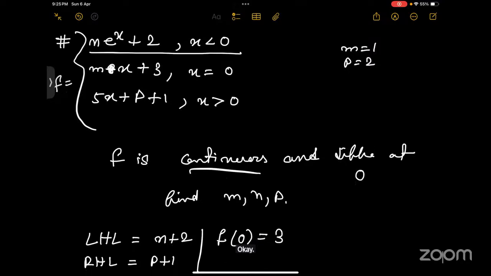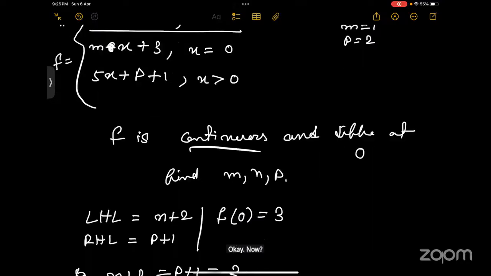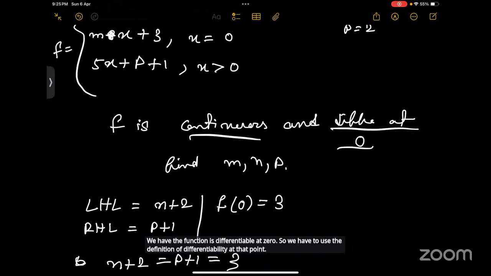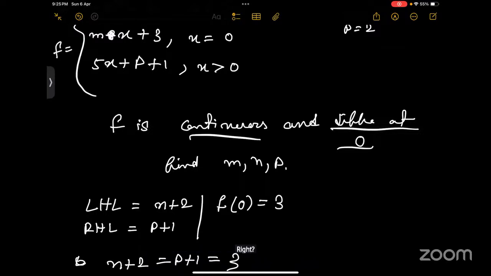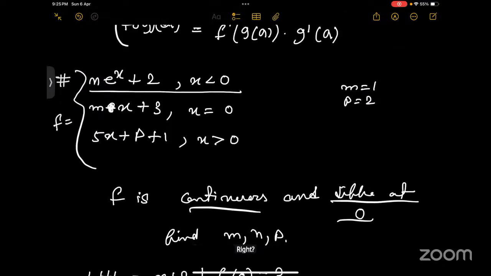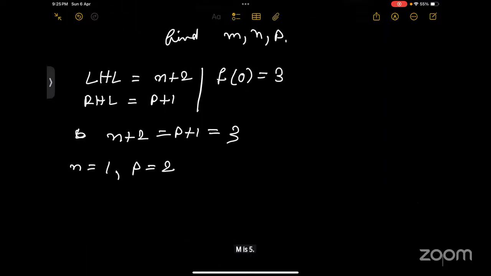Now we have the function is differentiable at 0. So we have to use the definition of differentiability at that point, right? From there we get the condition for m. M is 5. Okay, let us check.